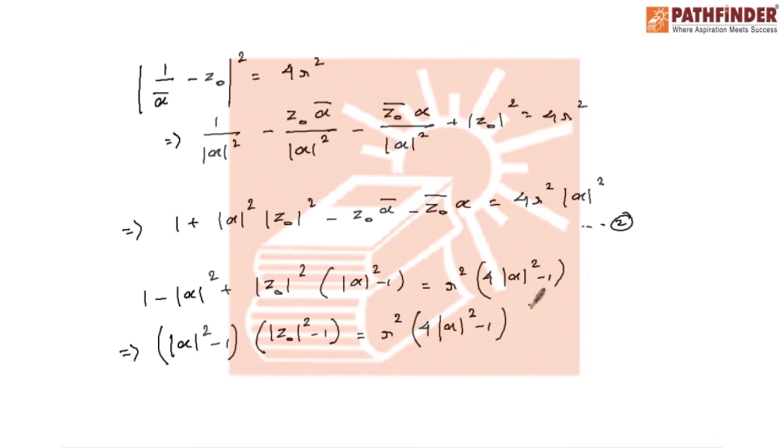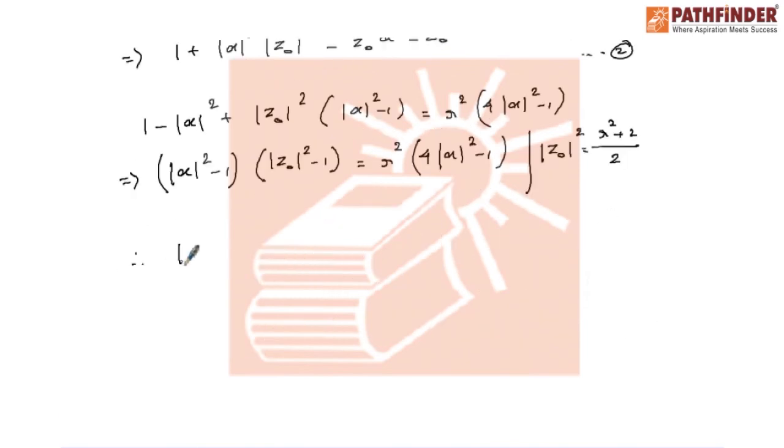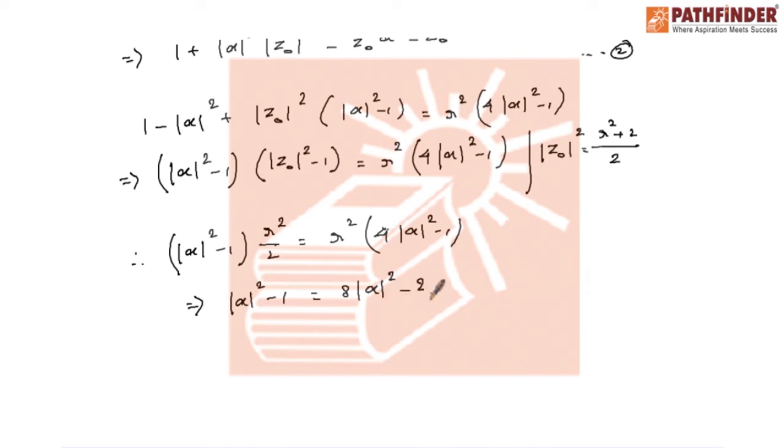Now of course we can use the fact that |z0|² is equal to (r²+2)/2, and using this fact we get |α|²−1 multiplied by r²/2, which is equal to r² times (4|α|²−1), and this gives us |α|²−1 is equal to 8 times |α|²−2, which on solving gives us |α| equal to 1/√7, and hence this would be the answer.